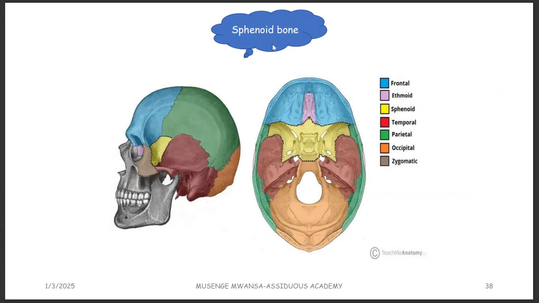And then for the sphenoid bone, the sphenoid bone is a very interesting bone. Can you see this bone that is here? The one in front here is the temporal bone, this one. And then you can see the one that is in green is the parietal bone we were talking about. And then you have also this big bone that is down, that's the temporal bone. The sphenoid bone is the one that you can see here, and you can also see it here in yellow.